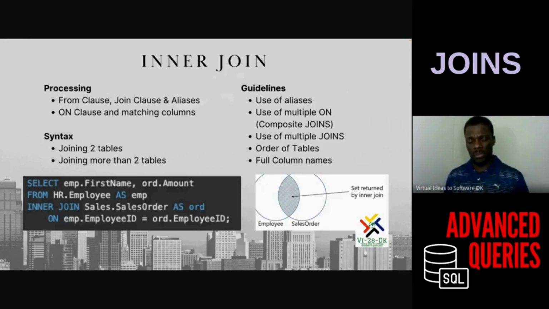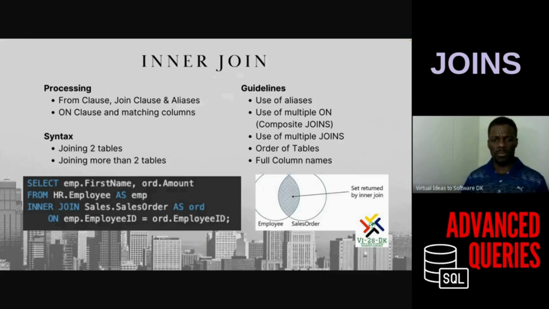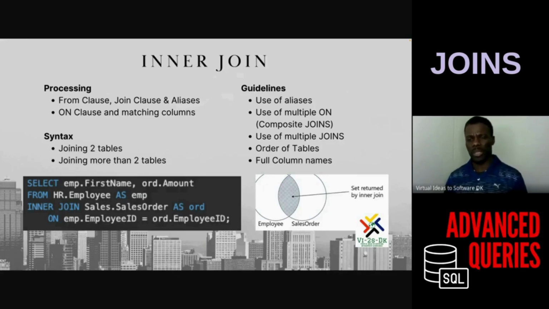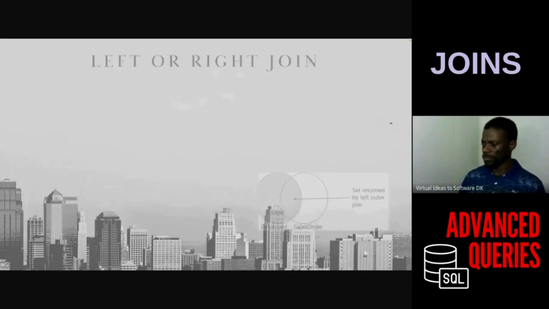So remember also the column names. If I go in and enter name in here, it might ask you the name, is it coming from the employee table or the sales order table? So make sure you use your full column names. As you see here, ord.amount is referring to sales order table amount. EMP first name is referring to the employee's first name. And that's what it will look like. So inner joins, again, they're the default. You get to see them quite often.